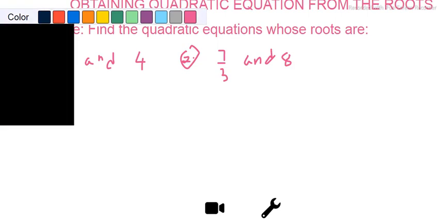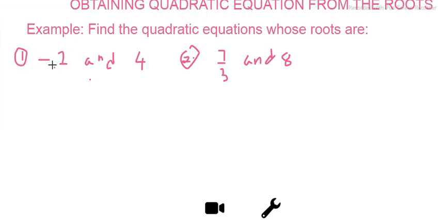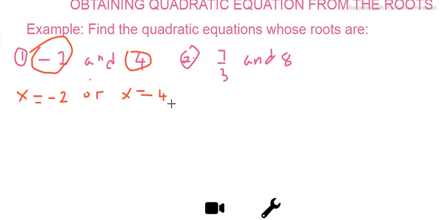So if we have a quadratic equation whose roots are -2 and 4, that means when you solve the quadratic equation, what you obtain is -2 and 4. So what I'm saying is, you obtain x equals -2, or you obtain x equals 4 when you solve the quadratic equation. That's the meaning. So it's the quadratic equation we want to obtain here.